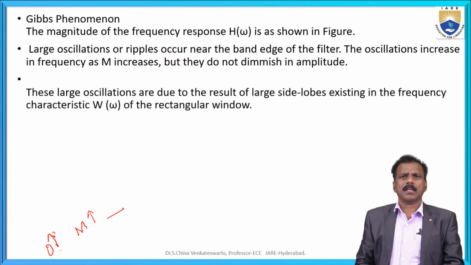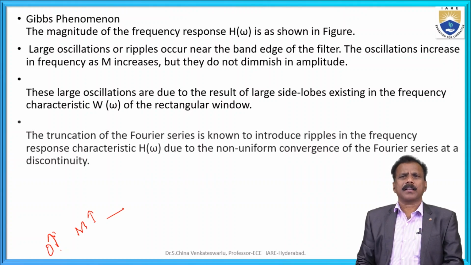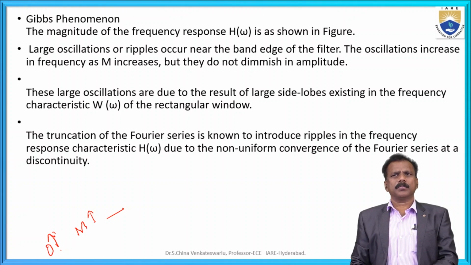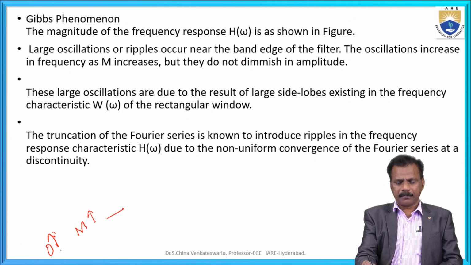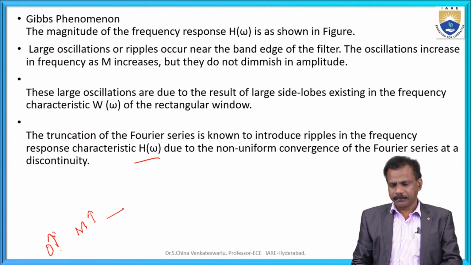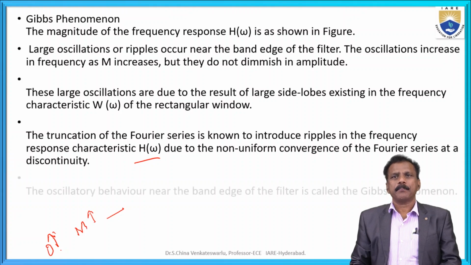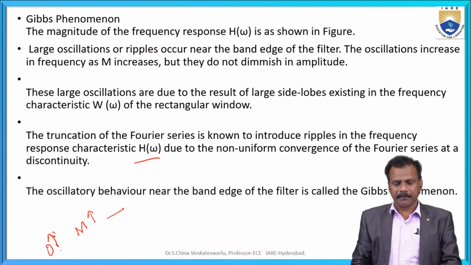These large oscillations are the result of the large side lobes existing in the frequency characteristic W of omega of the rectangular window. The truncation of the Fourier series is known to introduce ripple in the frequency response characteristics, H of omega, due to the non-uniform convergence of the Fourier series at discontinuities. The oscillatory behavior near the band edge of the filter is called the Gibbs phenomenon.